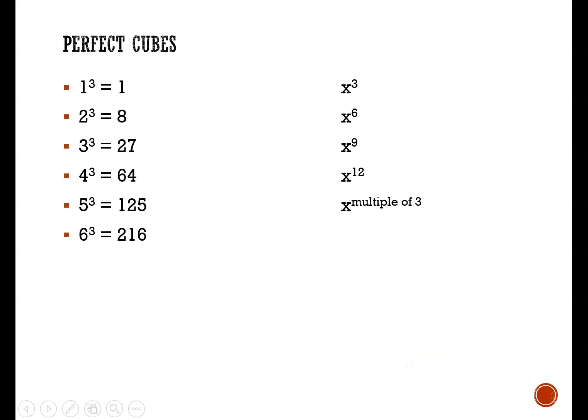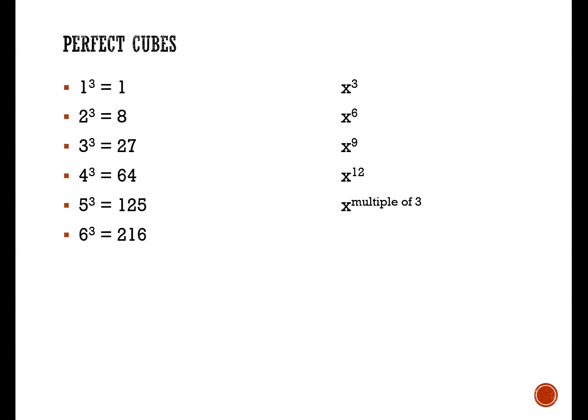Here's a list of perfect cubes. This is a shorter list. I won't expect you to memorize beyond 6 cubed, but I would like you to know 1, 8, 27, 64, 125, and 216. When you see those numbers, be able to recognize them as perfect cubes.